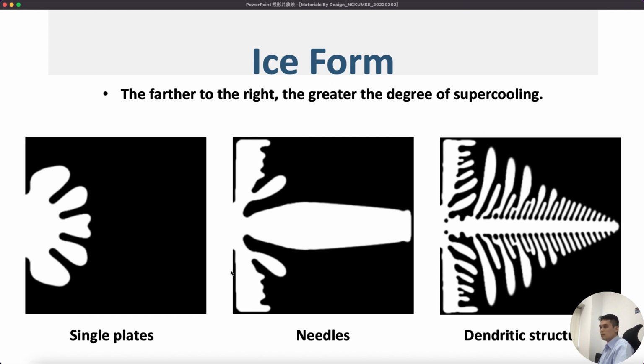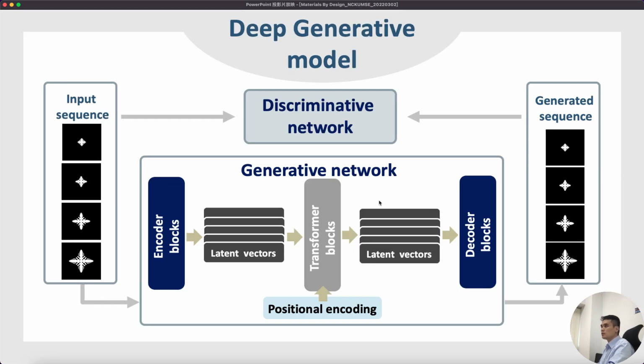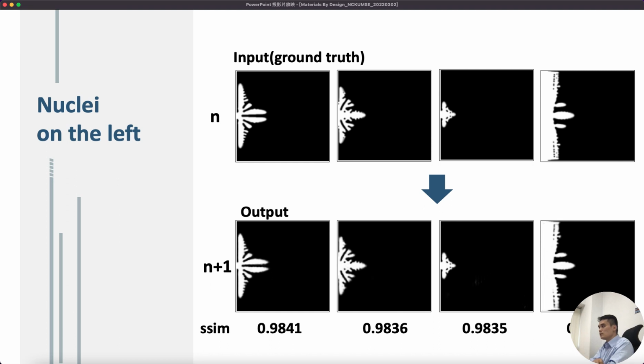There will be two different ways from the supercooling. We have the single plate and needles, morphologies like the needles and the dendritic structures. This is the one we want, and we can control it. So we also use a deep generative model. This model is a new model to do so. In our case, if we have an input case, we can predict the results from the beginning to the output.